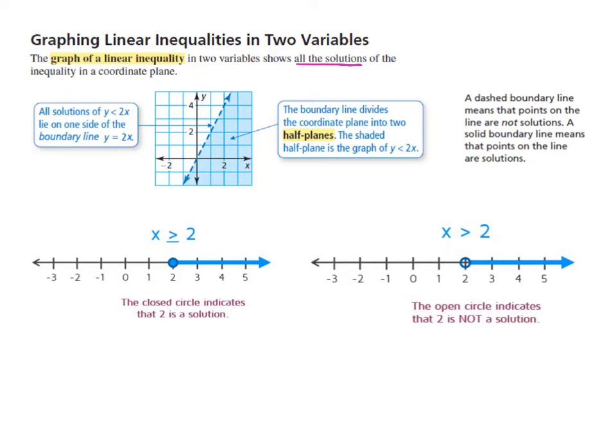All of the solutions, for example, of y is less than 2x, we would find by first graphing the boundary line y equals 2x. Except just like when we solved inequalities a long time ago, if I had greater than or equal to, we used a closed circle. A closed circle is the same now as using a solid line on our graph.